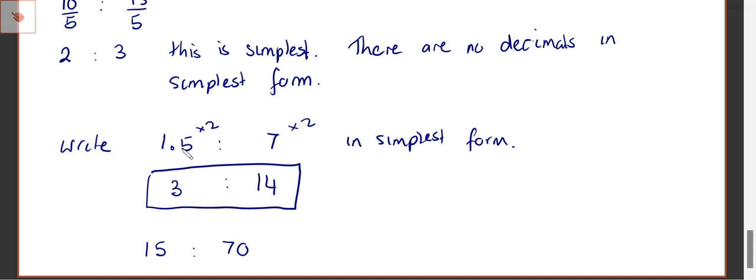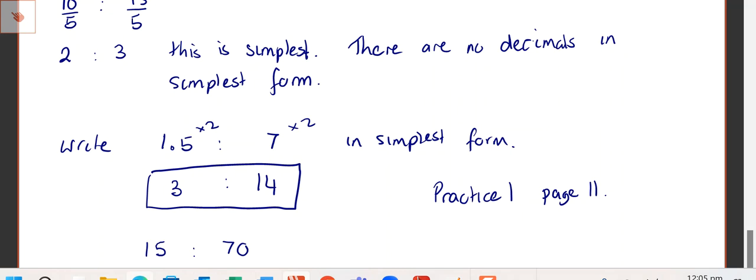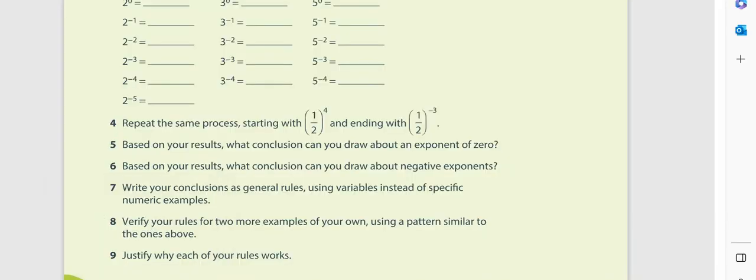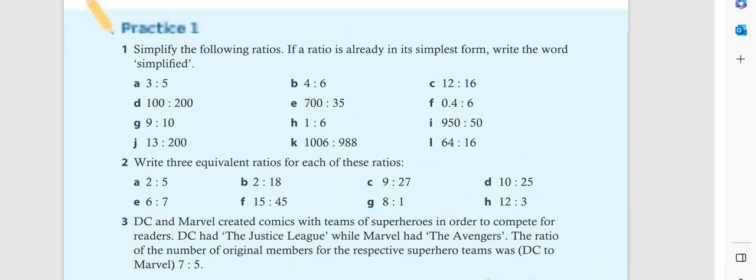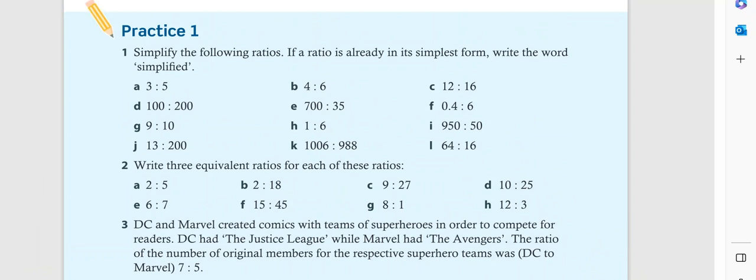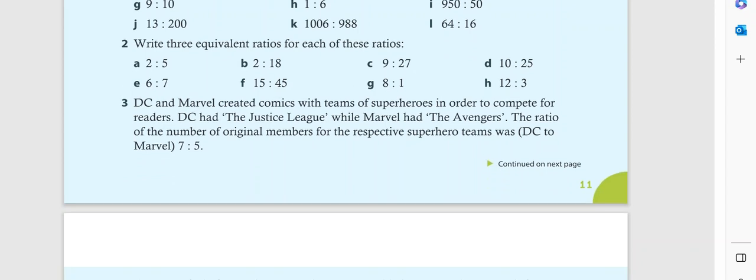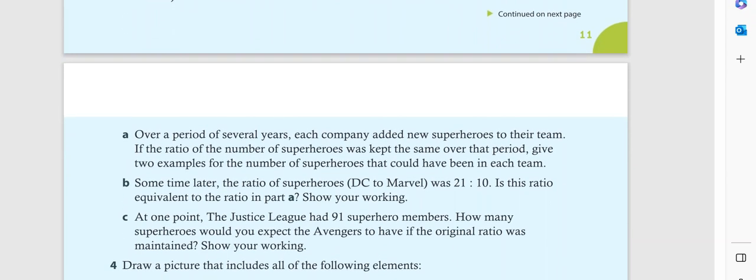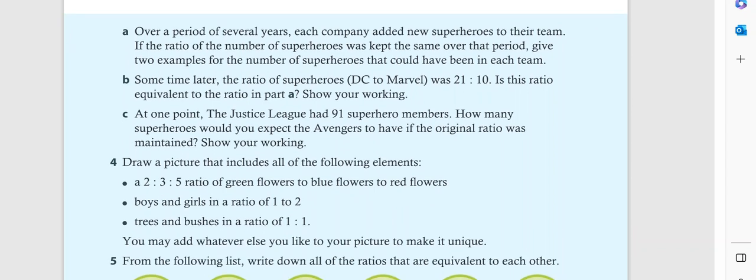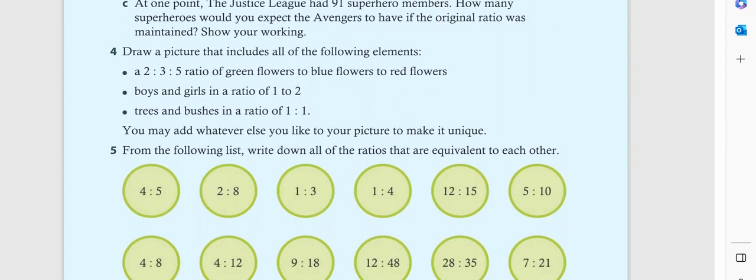Okay, I've got 2 options for you now. In your textbook, practice 1 on page 11. I'll show you that now. Simplify the ratios, write 3 equivalent ratios, and then the more important ones, the level goes up, the worded questions, they're super important. There's a lot there.